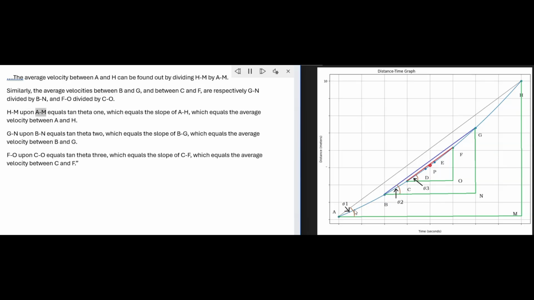Hm upon Am equals tan theta 1, which equals the slope of AH, which equals the average velocity between A and H. Gn upon Bn equals tan theta 2, which equals the slope of Bg, which equals the average velocity between B and G. Fo upon Co equals tan theta 3, which equals the slope of Cf, which equals the average velocity between C and F.